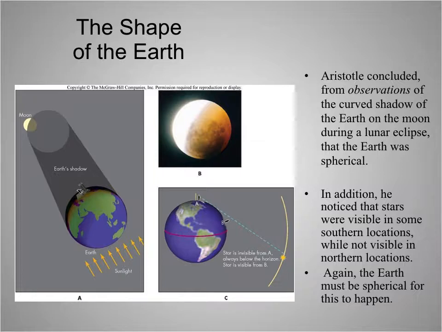In addition, Aristotle noted that some stars are visible in the northern hemisphere, but not visible in the southern hemisphere. And if the Earth were flat, it's hard to imagine how that could possibly be the case. So even from ancient times, people like Aristotle were able to deduce that the Earth was in fact round.